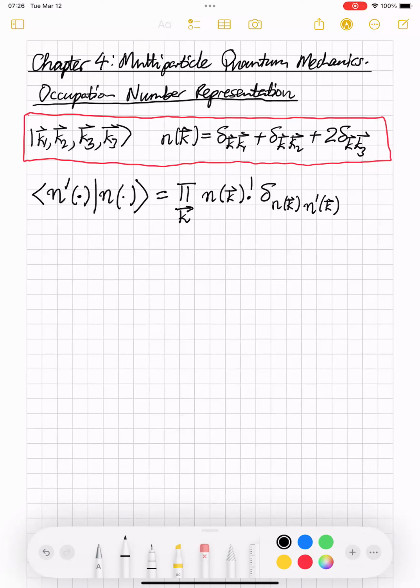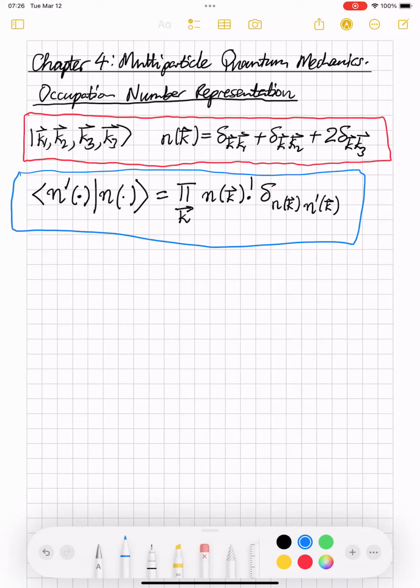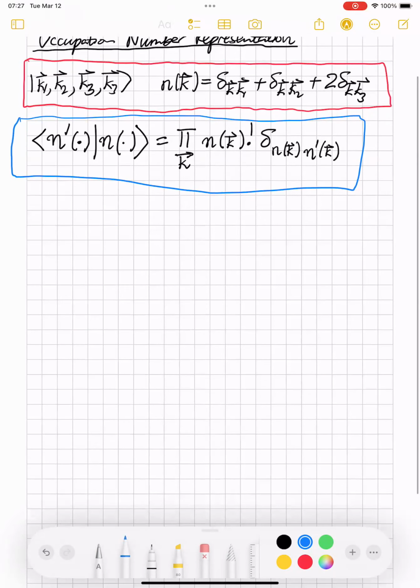The next thing that I would like to do is work out what is the overlap between two occupation number states. And the formula giving you that is this formula that I've outlined here in blue. So I'd like to prove this formula. On the right-hand side, you can see that there's two ingredients. Well, there's a few things going on.